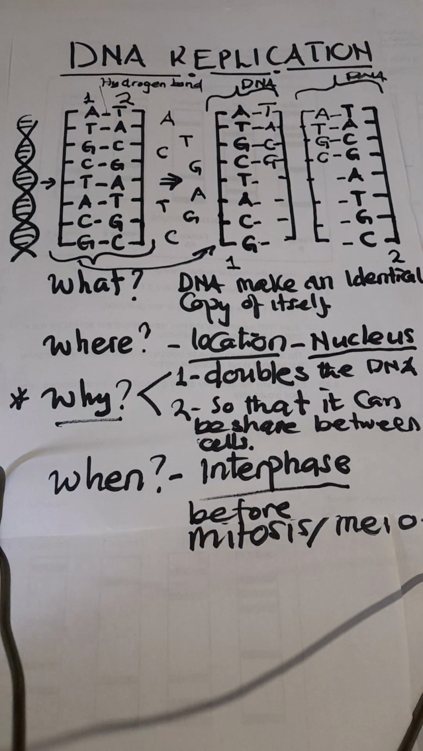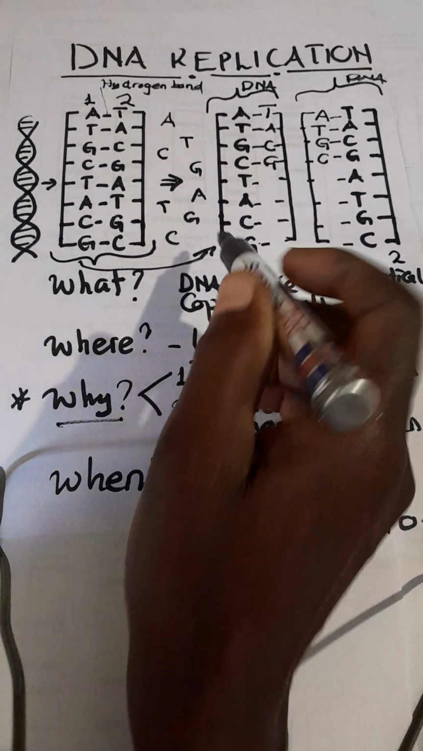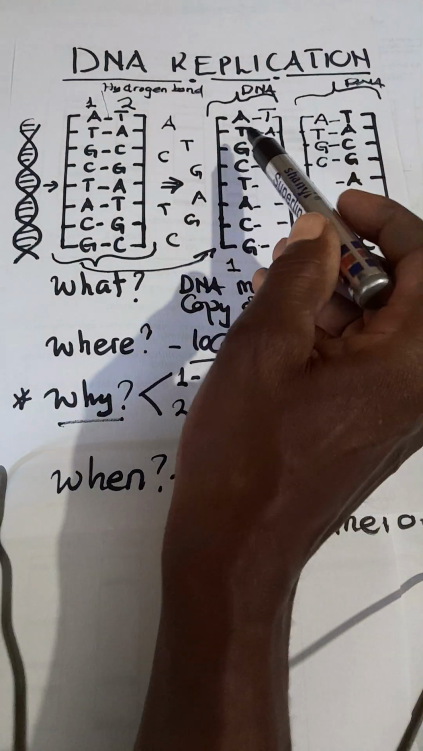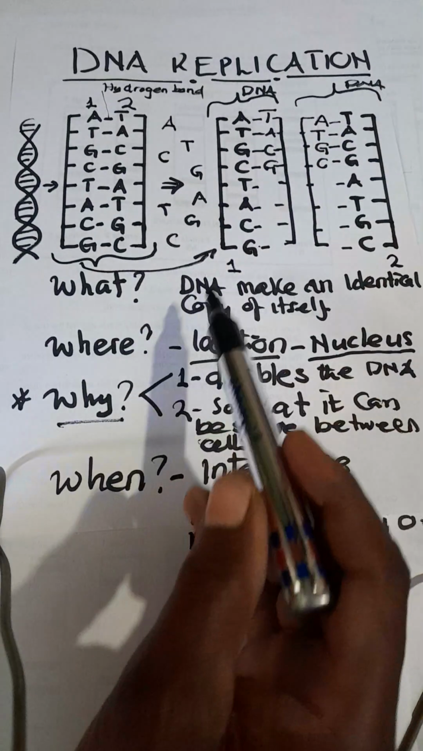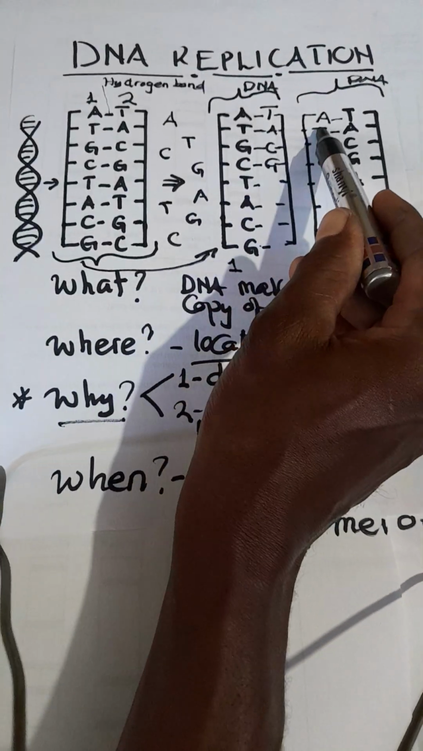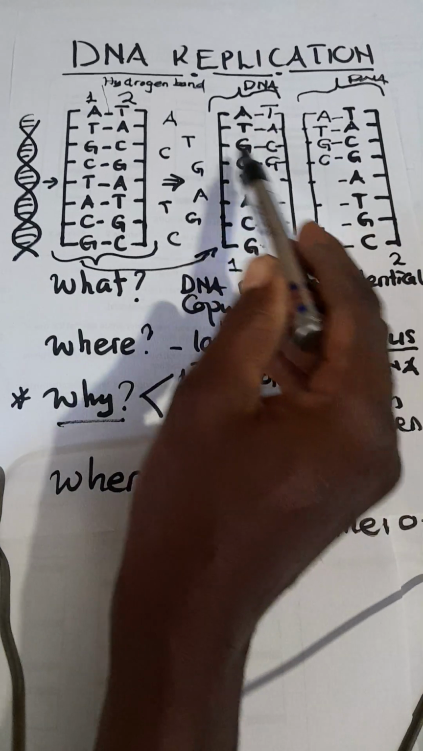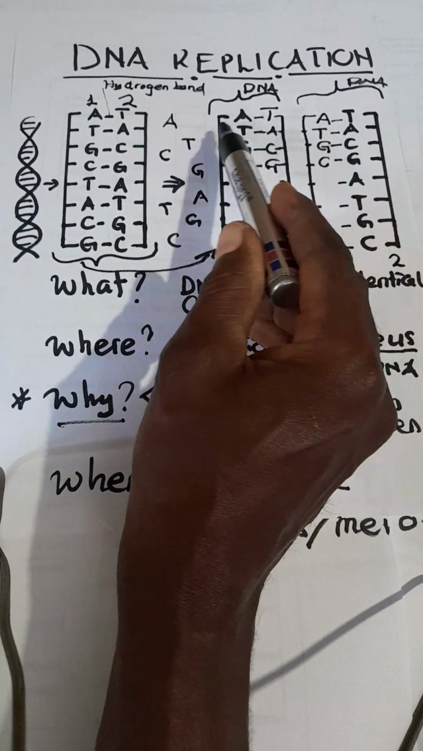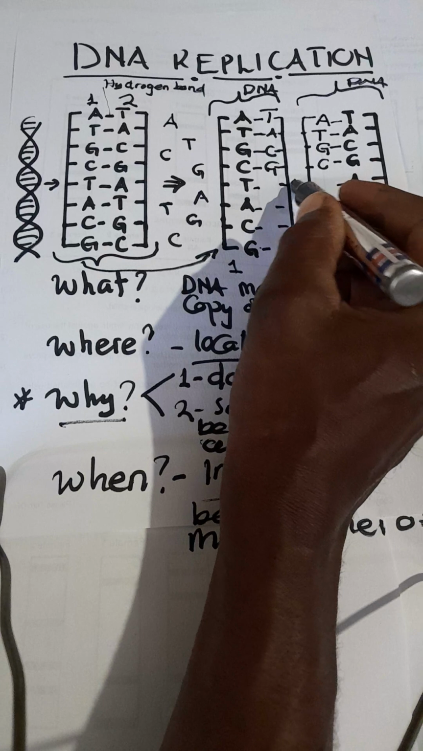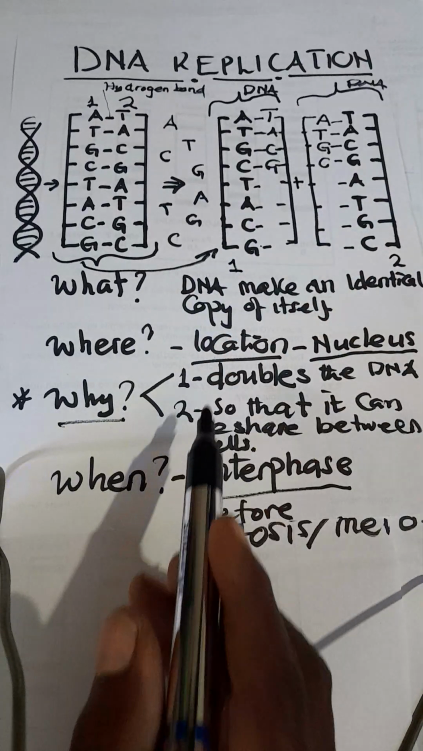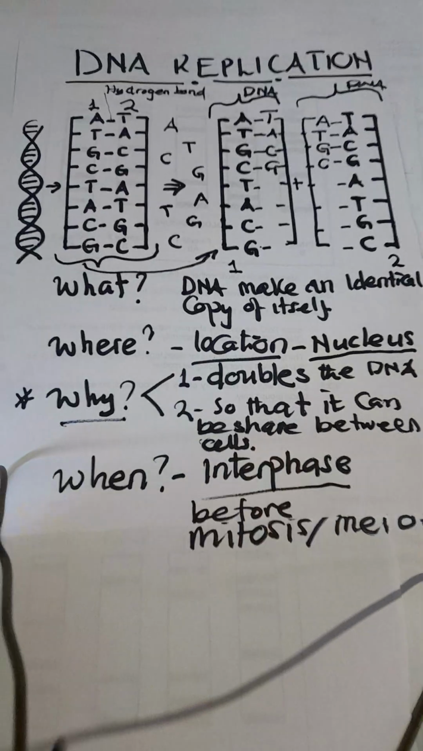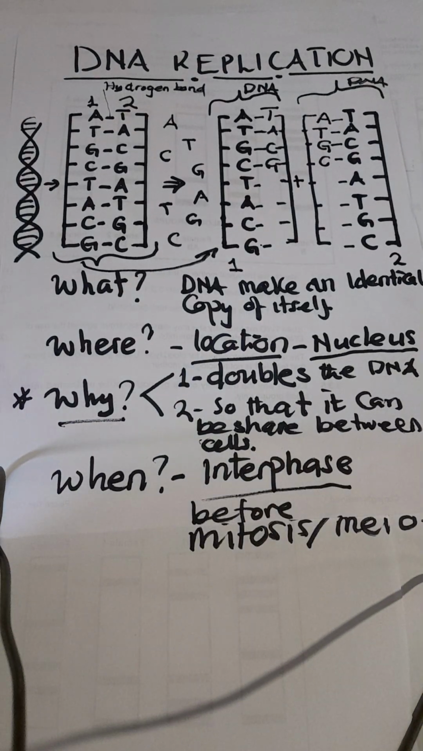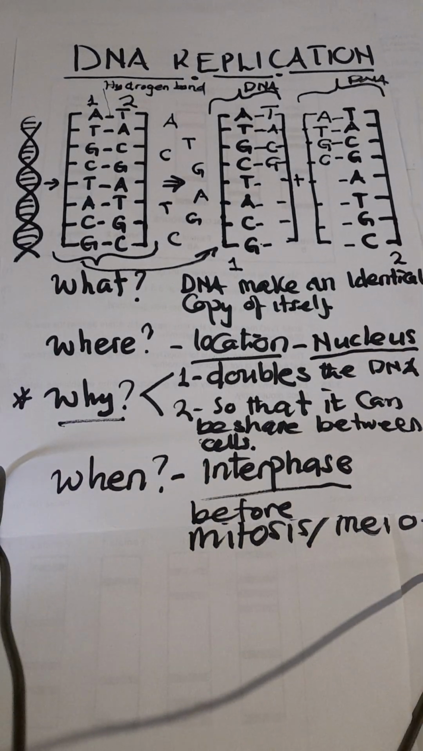Now, if you observe carefully here, you will discover that you've got A there, T there, A there, T there, T there, A there, T there, A there. Can you see that? So in this case, you can see that these pairs are identical. Thus, these 2 DNA molecules are going to be identical.